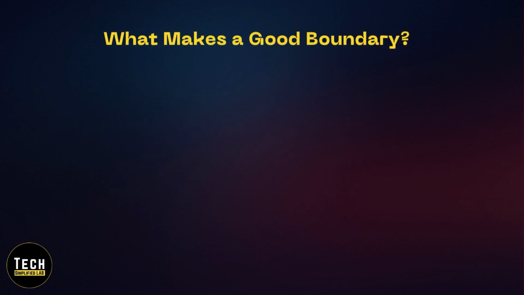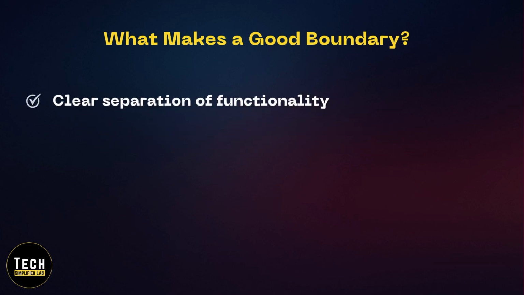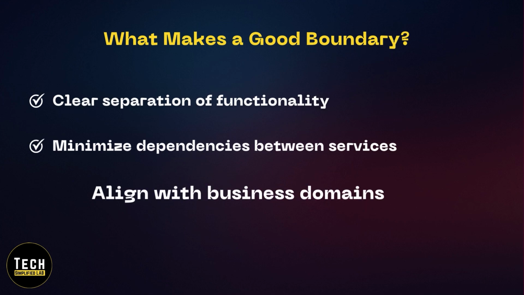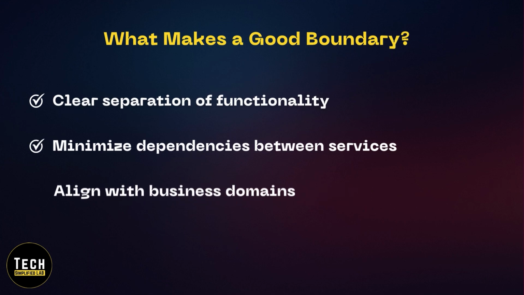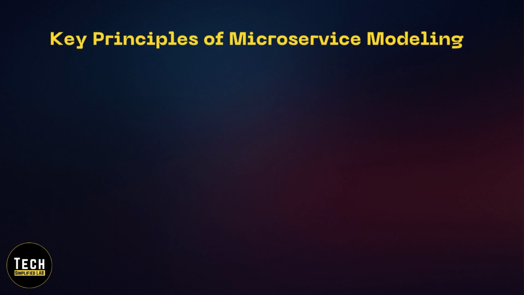A good boundary for a microservice ensures a clear separation of functionality. Each service should handle a specific part of the business logic while minimizing dependencies on other services. Additionally, microservices should align closely with business domains, making it easier to scale and adapt to changes in business needs. Let's break down three key principles.